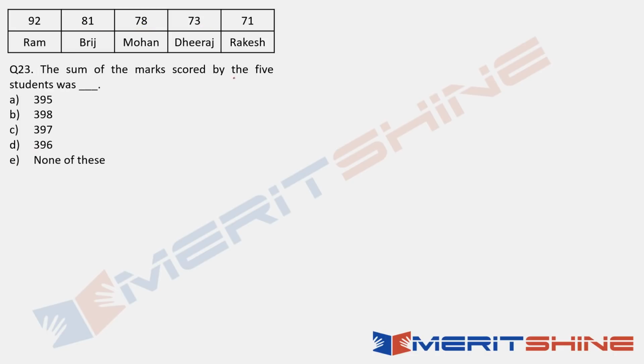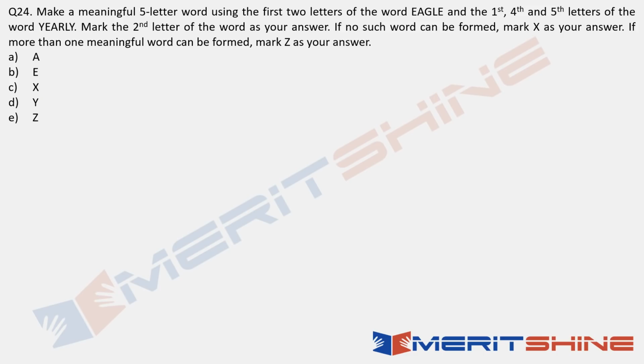The sum of the marks scored by the 5 students was, this is the total, just add this up. What would this be? 5 and 39, yeah. So that's A, 395. That is your answer again. And once you've got this, this could not have been tough. Again, let's move forward. Let's finish this off with the next question.